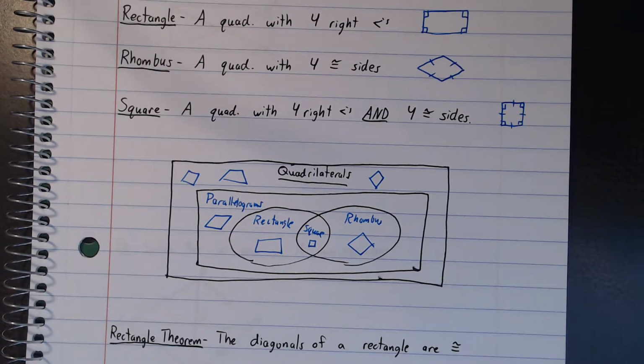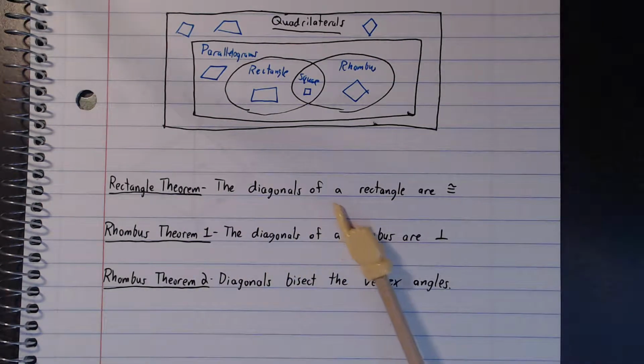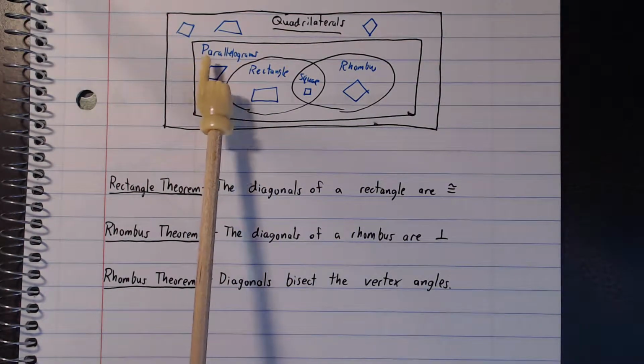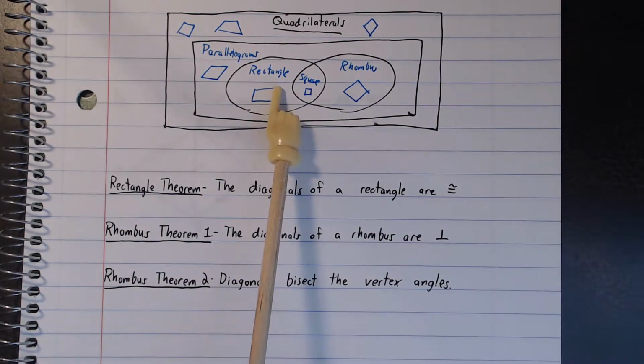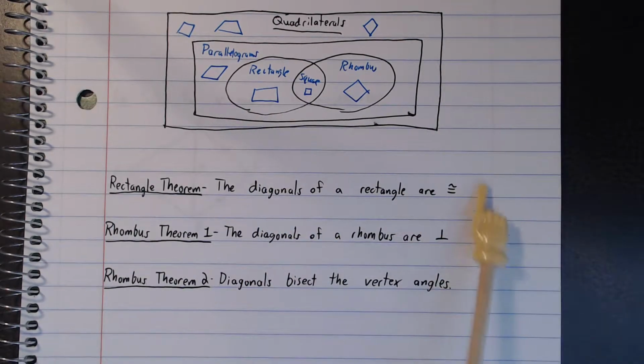But here's what's going to happen. We have some theorems. So not only do we have definitions, but we have theorems that work with these shapes as well. So when we talk about this first theorem with rectangles, it tells us that the diagonals of a rectangle are congruent. We talked yesterday that the parallelogram's diagonals bisect each other. So not only do the diagonals bisect each other for a rectangle, but they're also congruent, or equal in length.